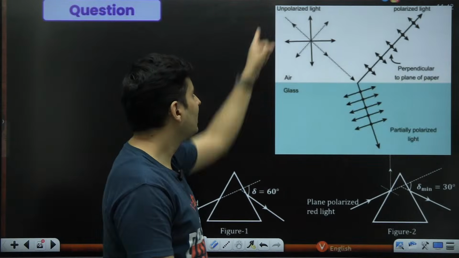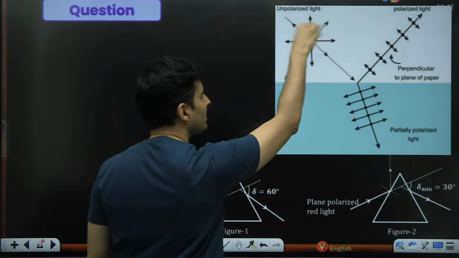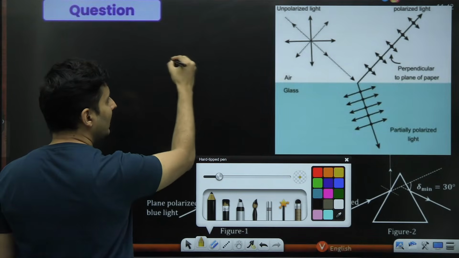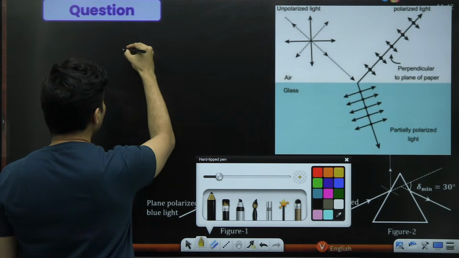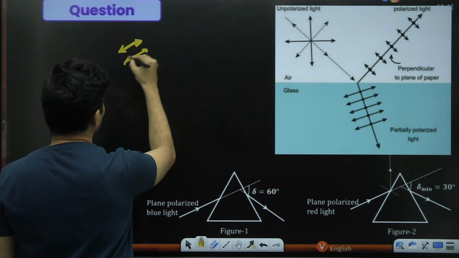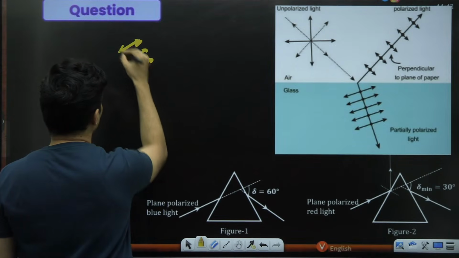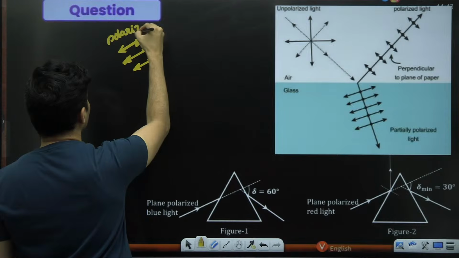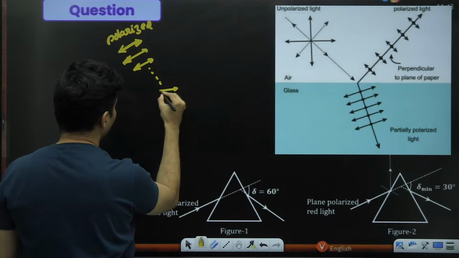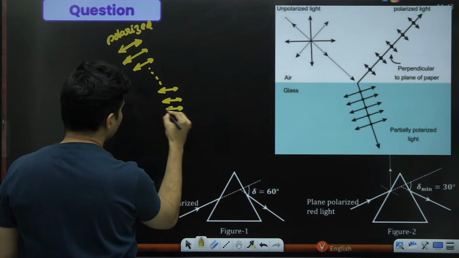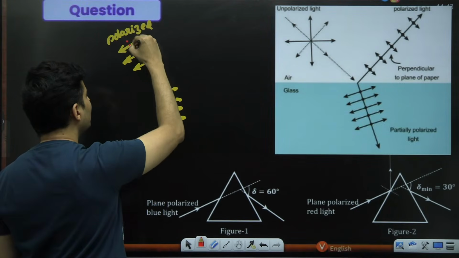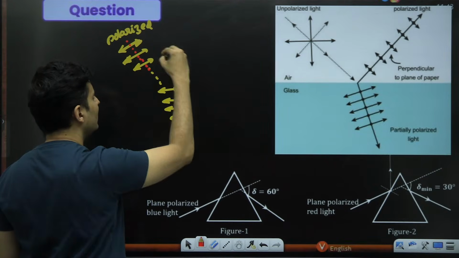Now just imagine this was for unpolarized light, which has oscillations in all the directions. Just imagine the light which is falling has only oscillations in this particular direction, not all the directions, only one peculiar direction. The light which is falling itself is polarized. So when it gets refracted, okay, fine, the refracted light will still be polarized, but the reflected light has no component of oscillation in this direction.